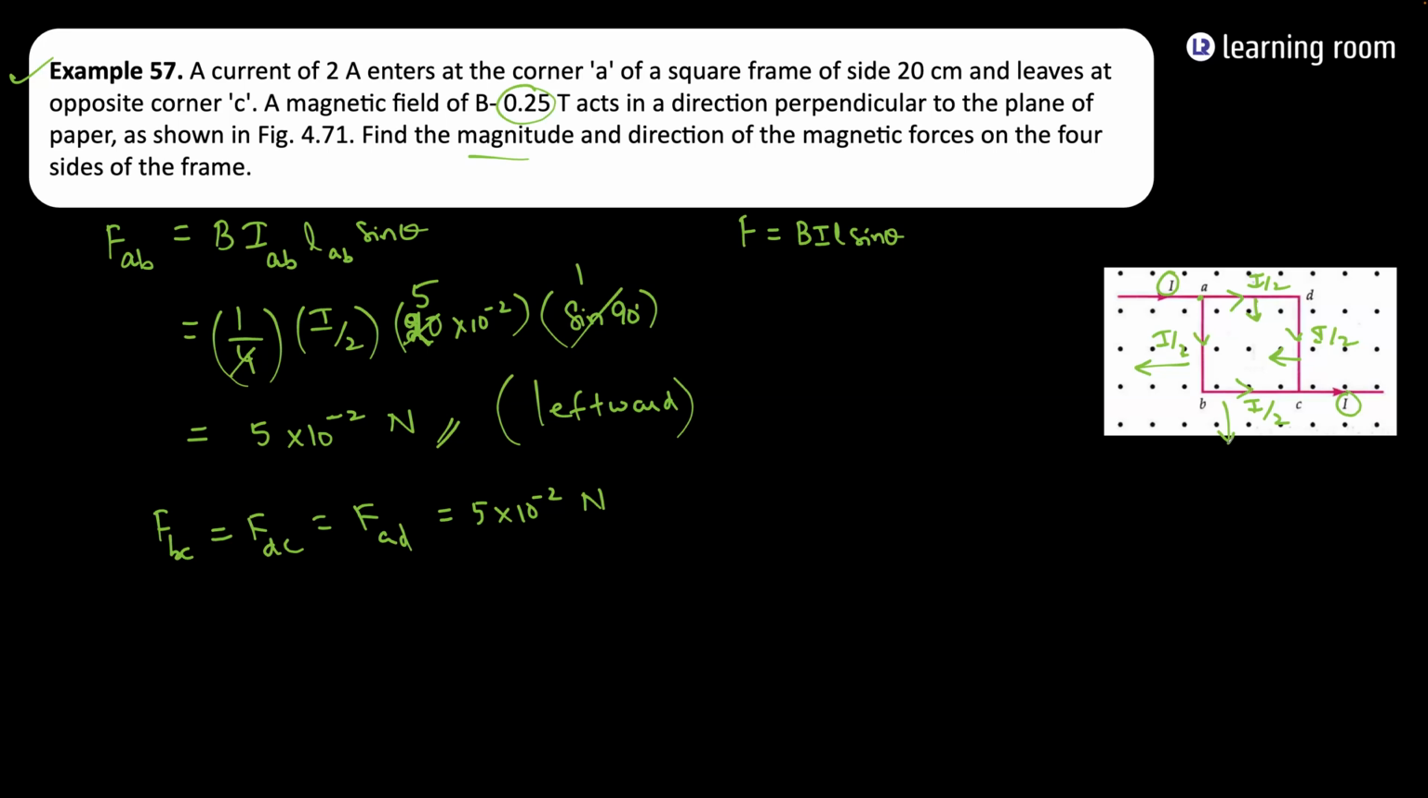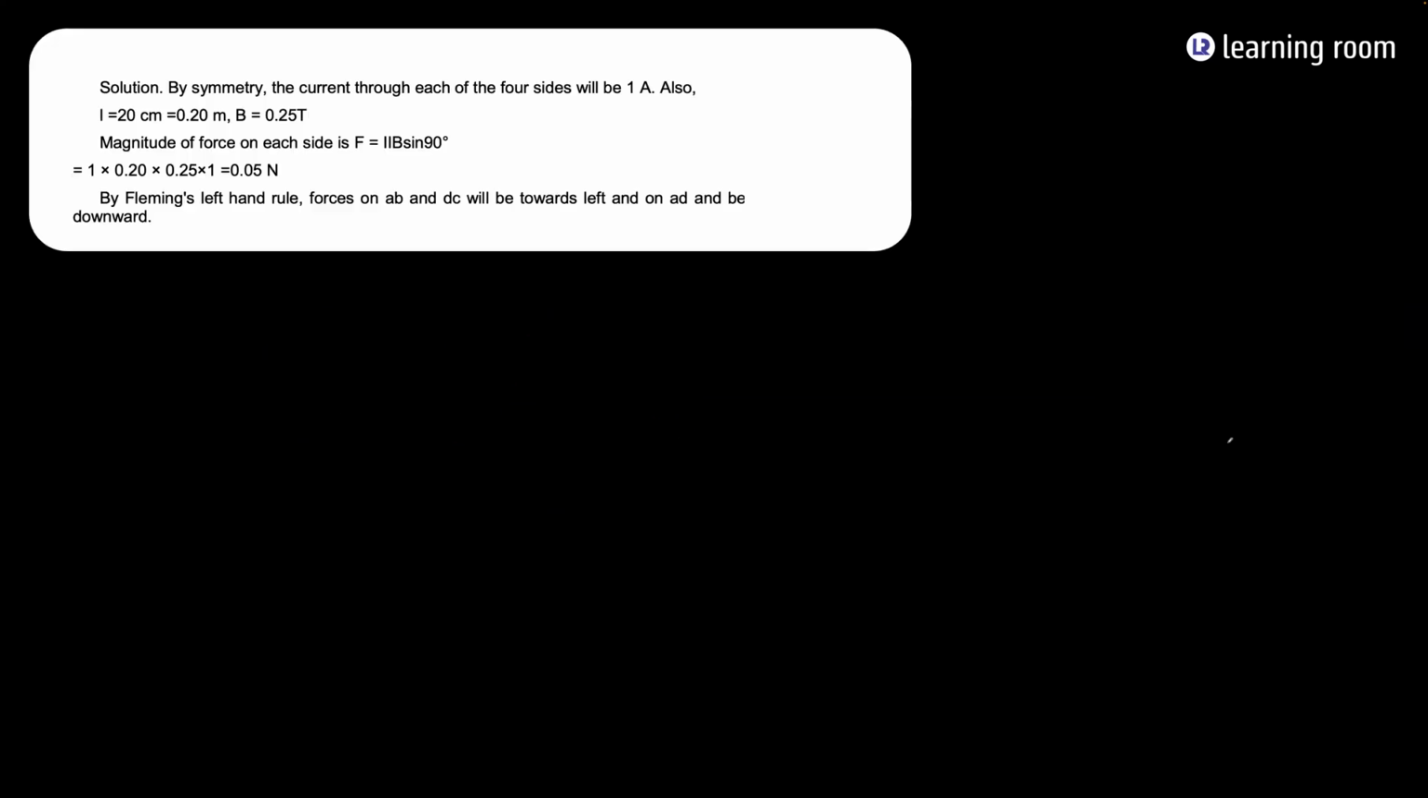Shall I proceed? So 5 into 10 power minus 2 Newton, it is 0.05. So let's validate if this is what we found. AB and DC towards left, is that what we wrote? Look, check your diagram, right? And AD and BC down.